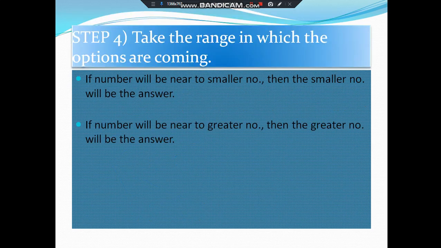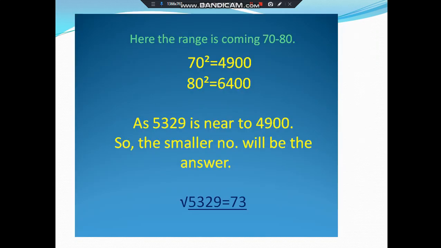When this situation occurs, we will take the range in which the number of which we have to find the square root is coming. Now there will be two possibilities. If the number is near to the smaller number, then the smaller number will be the answer. And if the number is near to the greater number, then the greater number will be the answer.